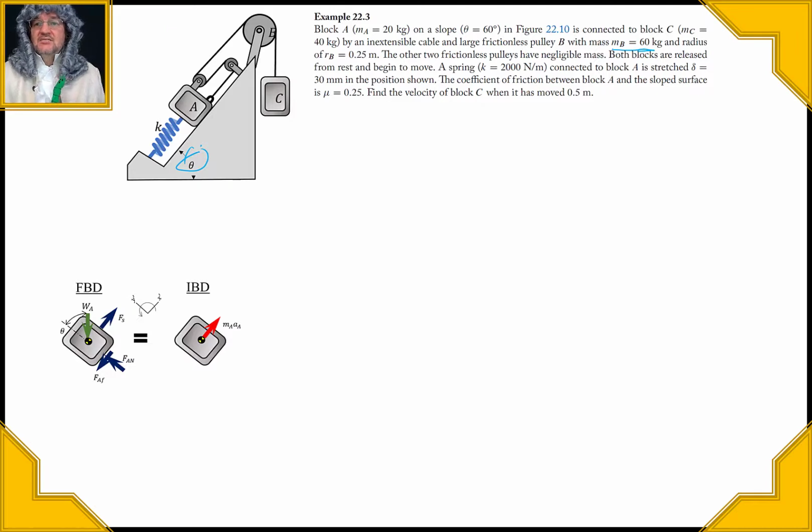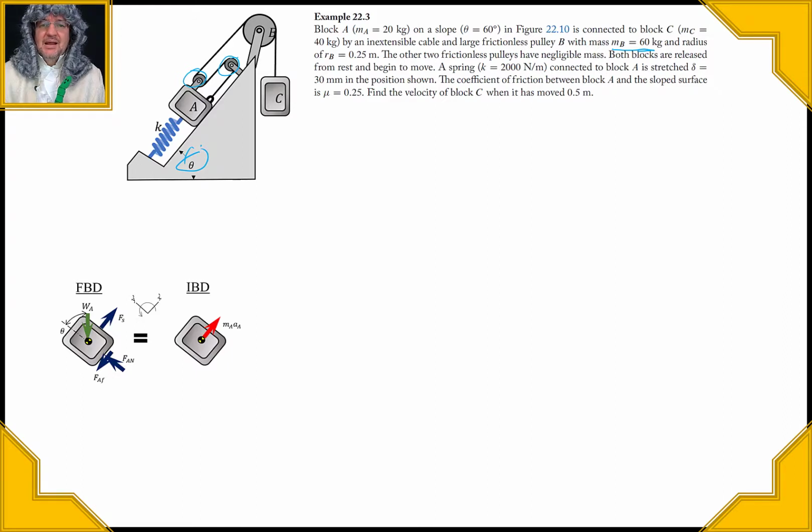So it has a mass of 60 kilograms and a radius of 0.25, and I believe we could treat that like a disc. The other two frictionless pulleys have negligible mass. They're small and their mass doesn't matter. Both of the blocks are released from rest and they begin to move. The spring that you see has a spring constant of 2,000 newtons per meter, and it's connected to block A.